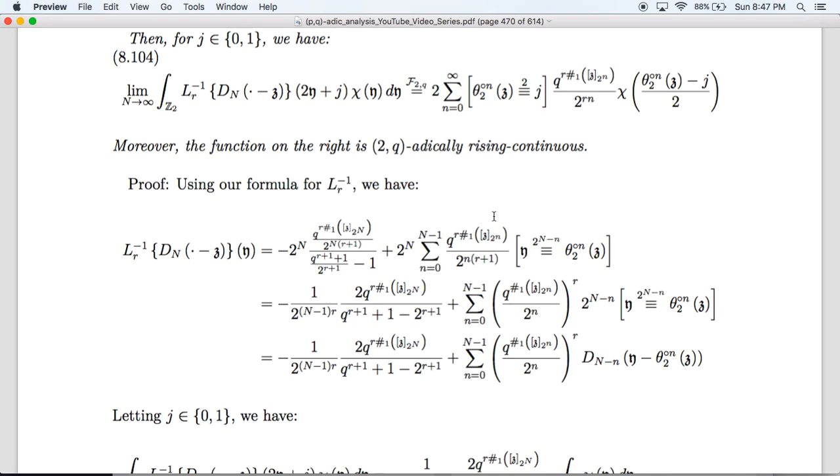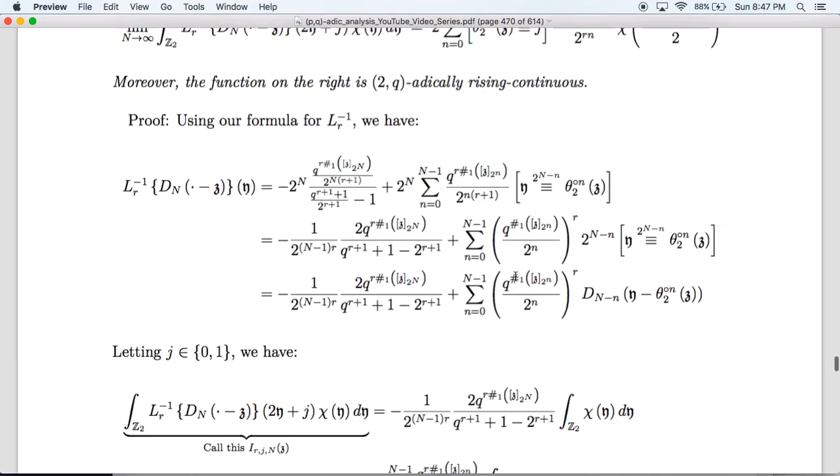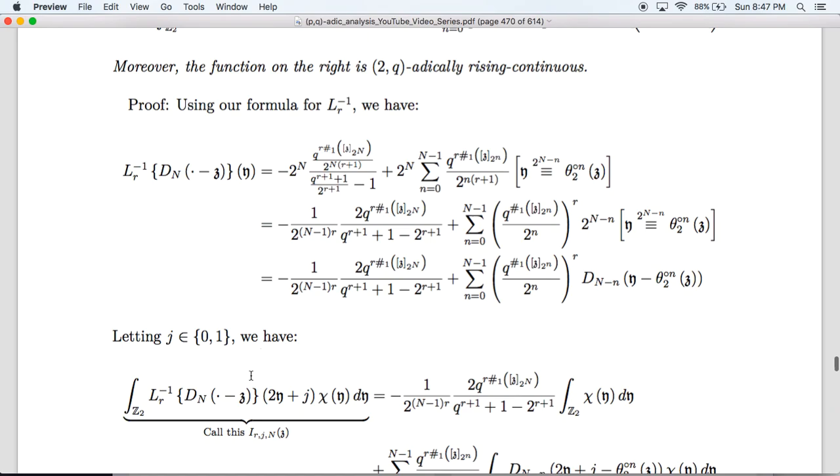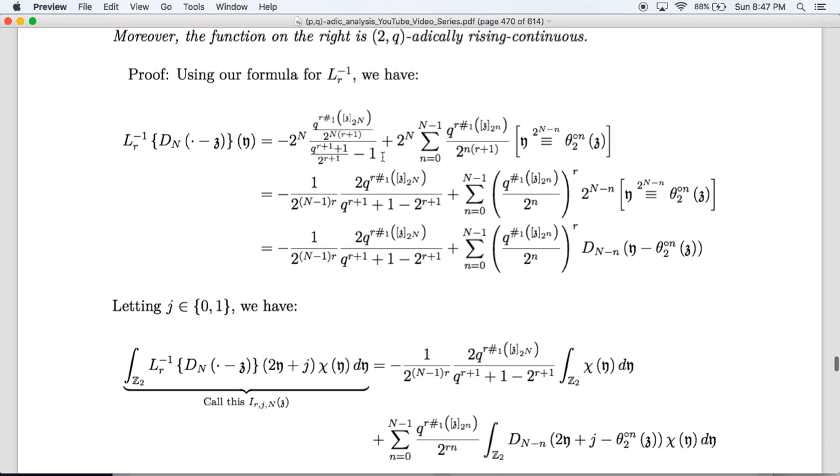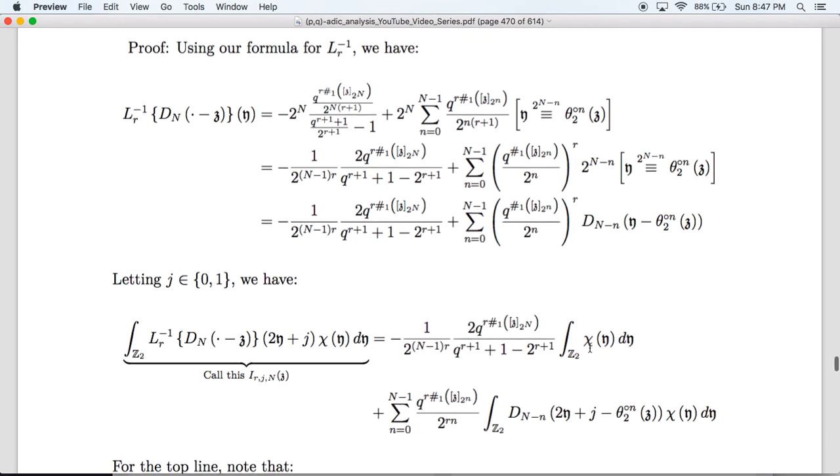we get this thing. And then letting j be in {0, 1}, let's call our integral I_{R,j,n}, I for integral. We have this thing integrated against chi of y dy, since this is a function of z, it's just this constant times this integral, which is going to be the 0th Fourier coefficient of chi. And then here, we integrate with respect to chi, and we get this term.